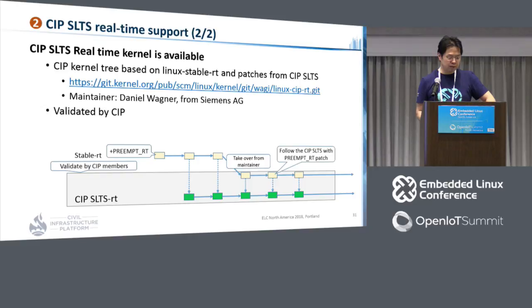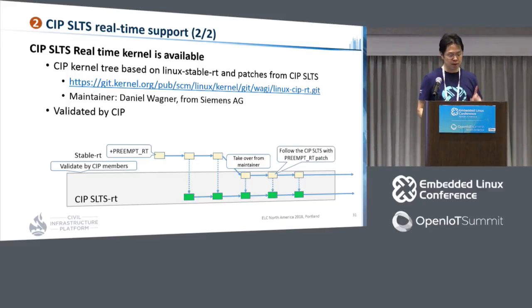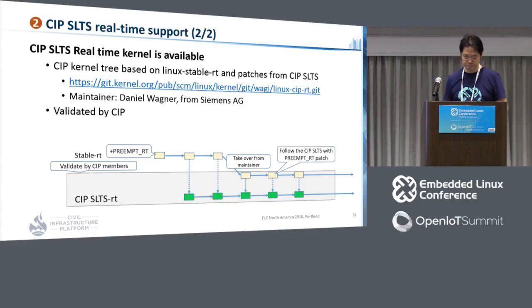And now the CIP SLTS kernel is available. The first CIP real-time kernel was released in January, I think January 2nd. And the latest one is 4.4.120-cip20-rt something. It's maintained by Daniel Wagner from Siemens and validated by him and also CIP.